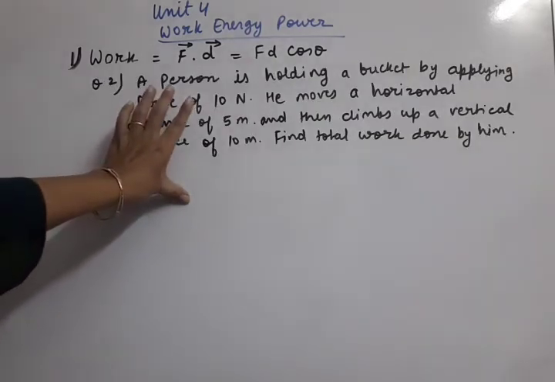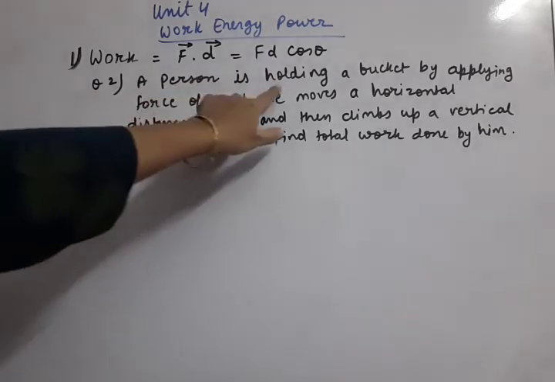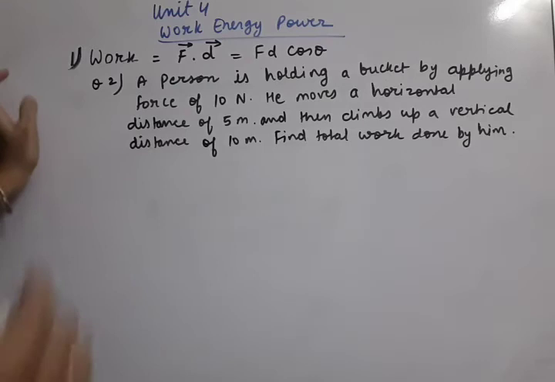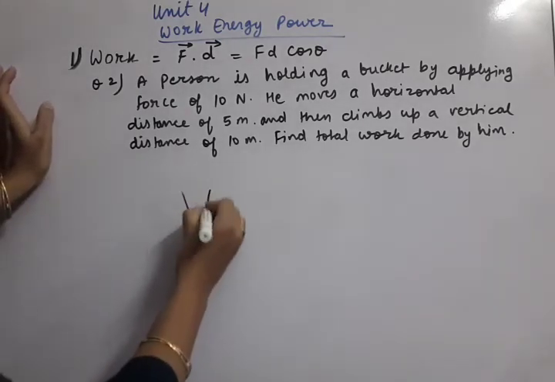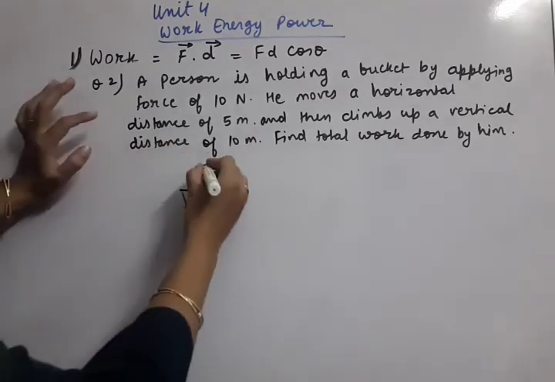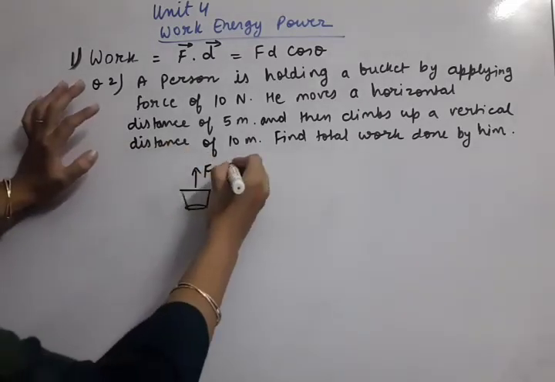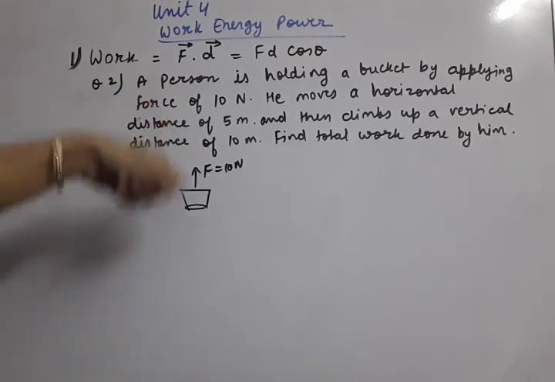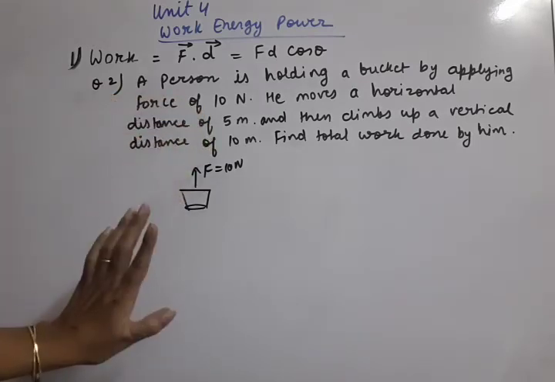Okay, let's see the second question. A person is holding a bucket by applying a force of 10 Newton. So suppose this is a bucket, now it is carried by a person. So force applied is 10 Newton. To carry a bucket, we have to apply the force vertically. So force applied is vertical.